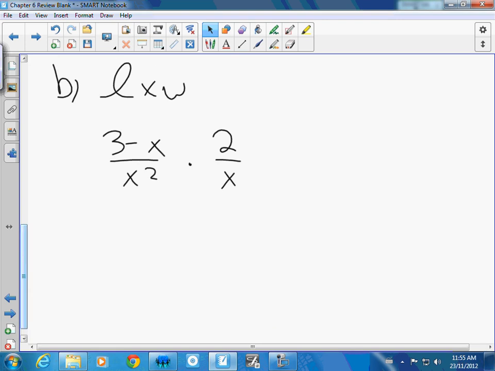No. Why do you think you need to find an LCD? Are you solving for anything? No, you're not. This is where, because you're multiplying, you can actually do some simplification on the fly, right? You can cancel stuff because it's multiplication.